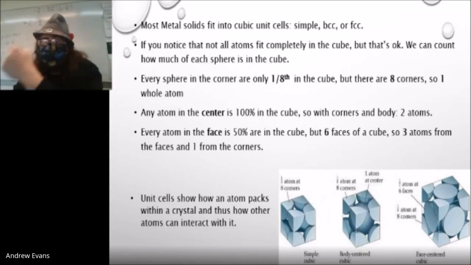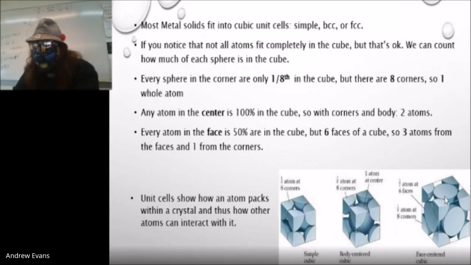And the face is a little bit harder, but you can see this here. The face, it's slanted right here. It's halfway in and halfway out. So each face counts as half of an atom. But if you look at a cube, how many faces are there on a cube? There should be 6. So in a face-centered cubic, you have top, bottom, left, right, front, back. You have 3 atoms in the face, 1 atom in the body. And so you're looking at a total of 4 atoms in that cube.